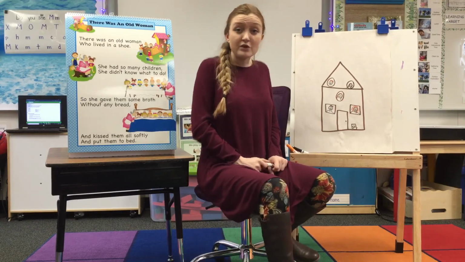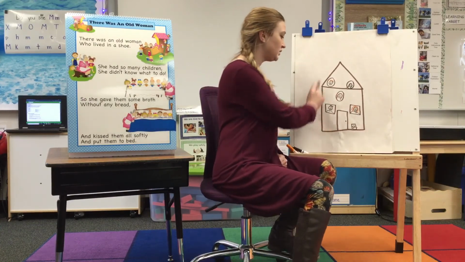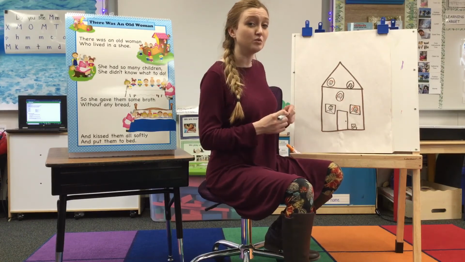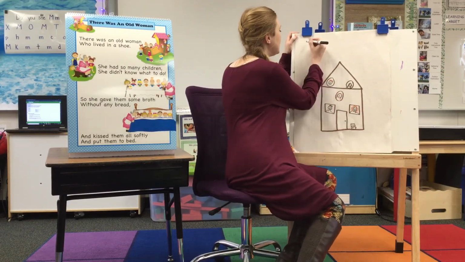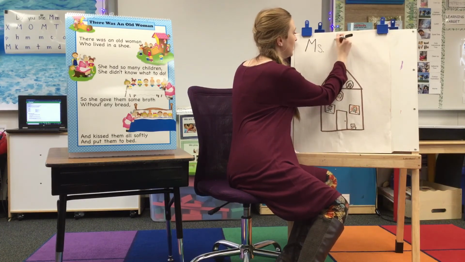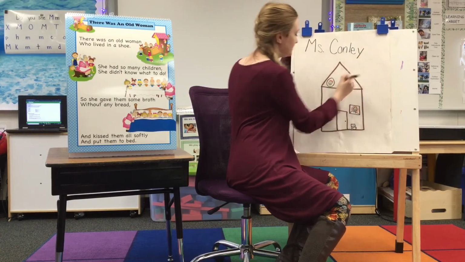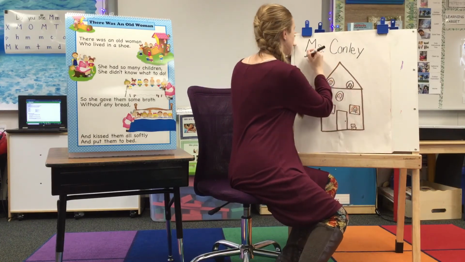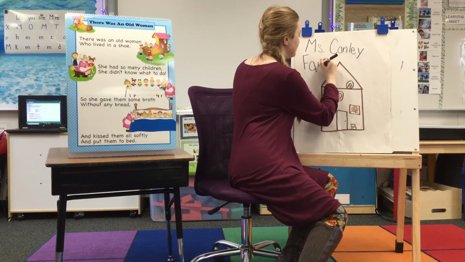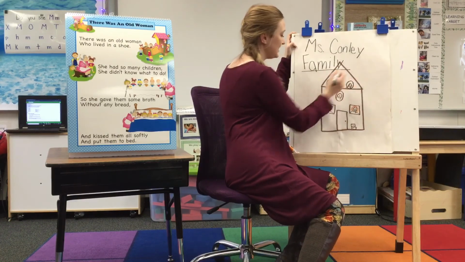You might live with your grandma and grandpa, or you might live with some cousins. You just draw who you live with in your family. At the end of your picture, remember to write your name so we know whose it is. My name is Miss Conley. And this is my family. So I'm going to write family. Family. This is my family.